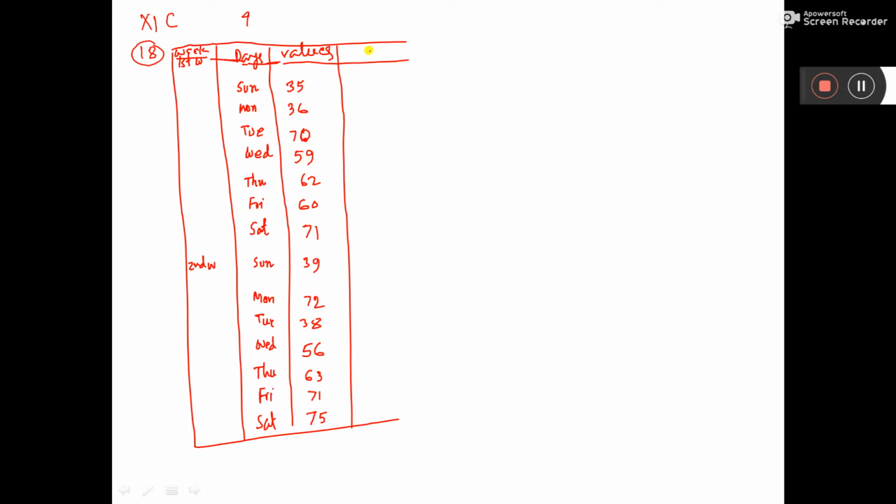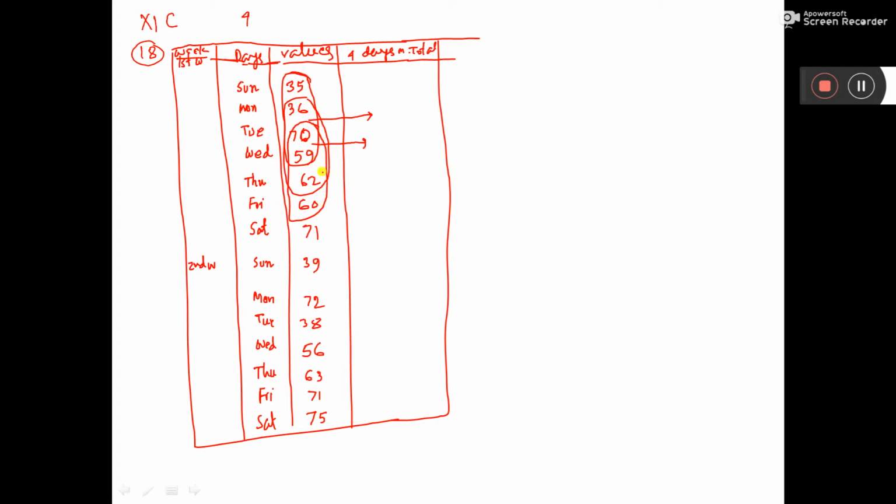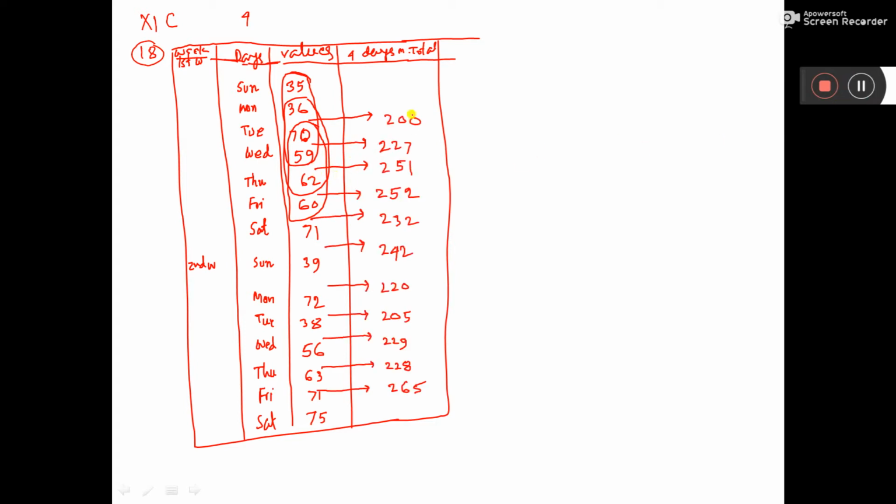Now next, since we have to calculate a 4 days moving average, here we write the column head, 4 days moving total. You have to add these 4 values and write the total in the middle here. Then leave one, add the next 4 and write in the middle. I am giving this work to you. You add these 4, write here and tell me. See, it is done. The 4 days moving total is done.